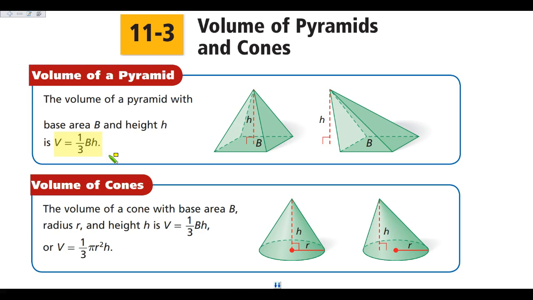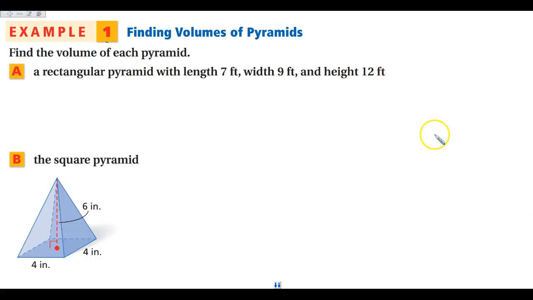But 1/3 area of the base times height. So it's just like what we did in the last lesson, except now we're just dividing our answer by 3. Okay, same thing for volume of cones: 1/3 pi r squared, which is area of the base, times height. All right, so let's take a look.